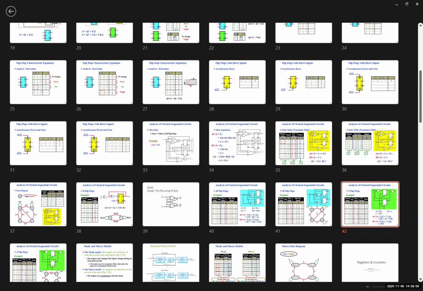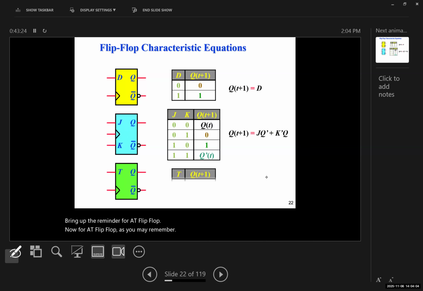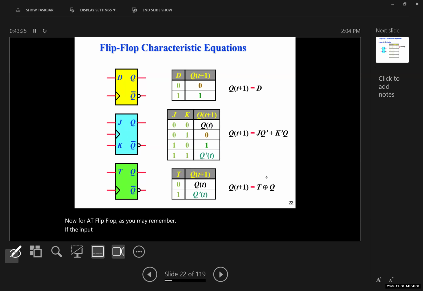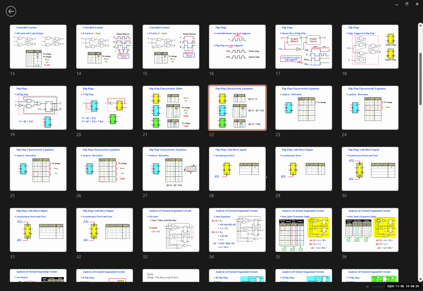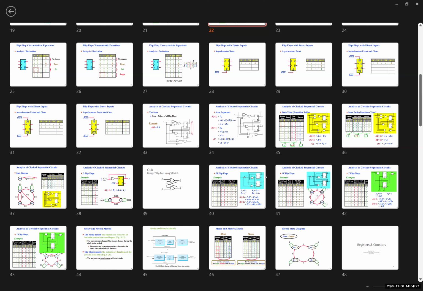Now for a T flip-flop, as you may remember, if the input is 0, Q(t+1) is going to be equal to Q(t). In other words, it's not going to change. It's called a transfer flip-flop as well sometimes. And if T is equal to 1, the output would toggle, or it's going to be inverted. Okay, now let's go back to the T flip-flop.